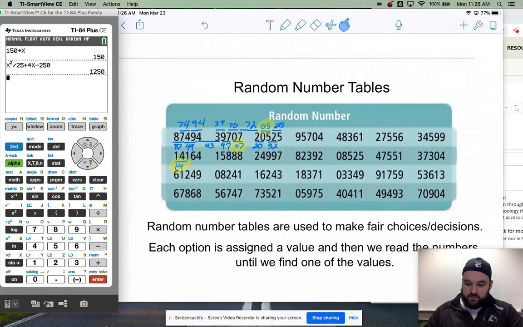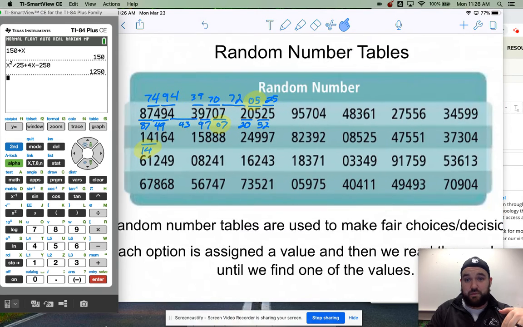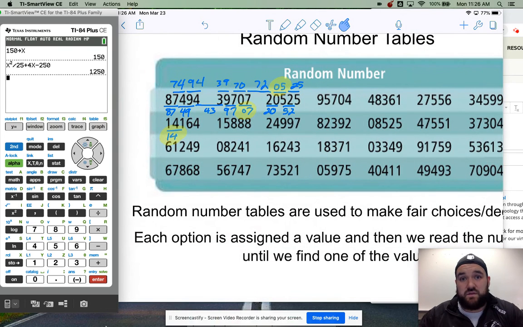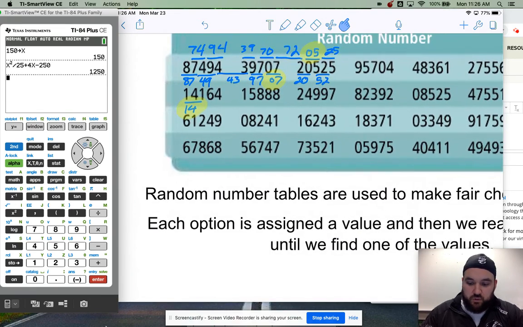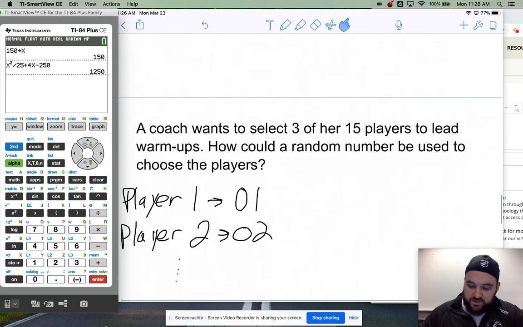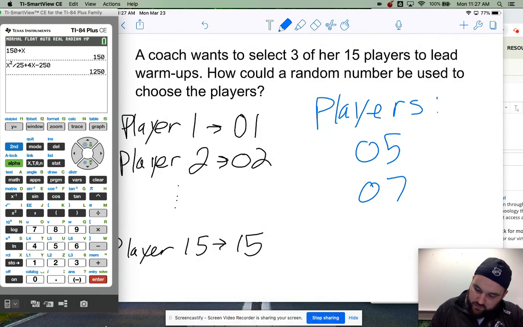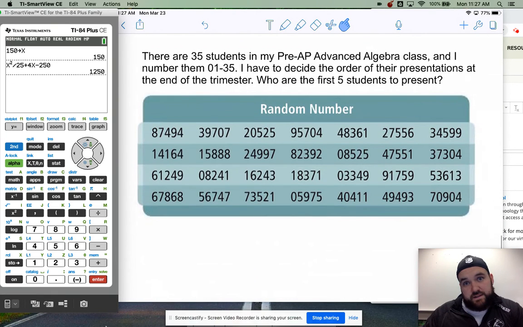For this, what I did is I went to the second line, when instead I could have just kept going across this way. But as long as you have some sort of systematic way of going through the random number table, it is random, as long as I'm not jumping to a certain set of numbers because I want someone to be picked. So 5, 7, and 14 would be the players that would have to lead warm-ups. Everyone had an equal chance of being picked, and so that's how we can decide.